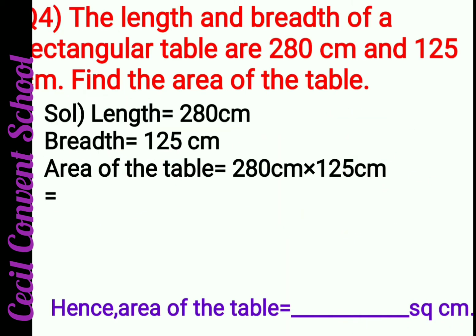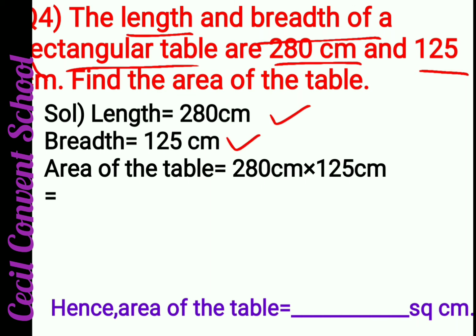Question number 4: length and breadth of a rectangular table are 280 centimeter and 125 centimeter. Means length is given 280 centimeter, breadth is given 125 centimeter. You have to find the area of the table. The table is in rectangular shape. So the area of the rectangular table will be 280 into 125.